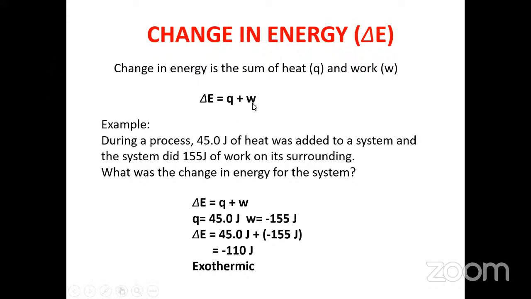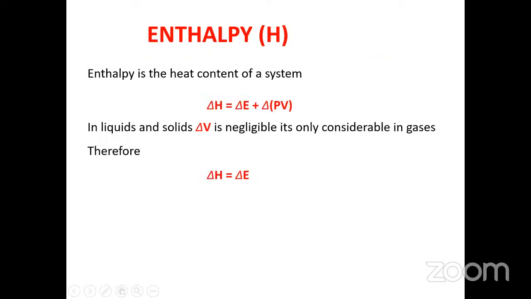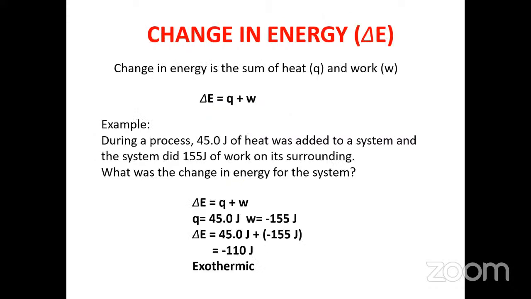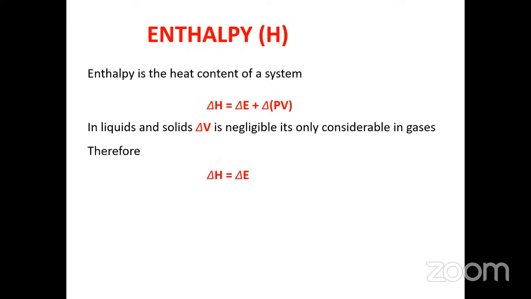Okay, so we go to enthalpy. Enthalpy is the heat content of the system. So now delta H is the change in enthalpy. That means the change in the heat content of the system. And you have the relationship with the delta E and the delta H, change in energy and the change in heat content.